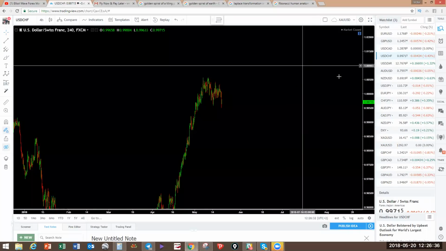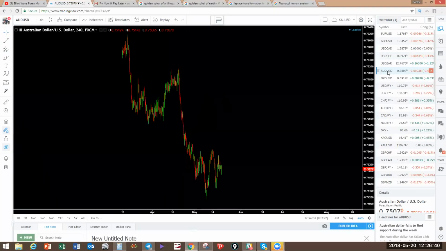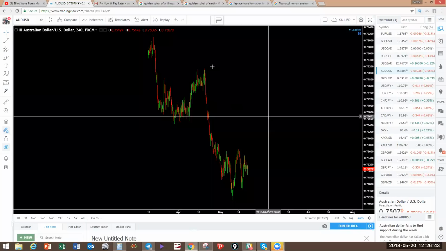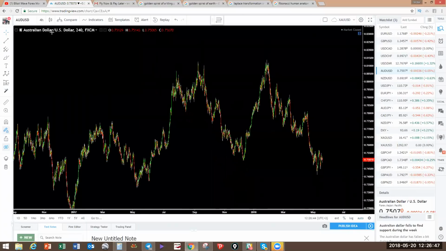All right, so that's US dollar CHF. Now Aussie US dollar. Aussie US dollar, there are two alternatives here, and I'm going to show you both.